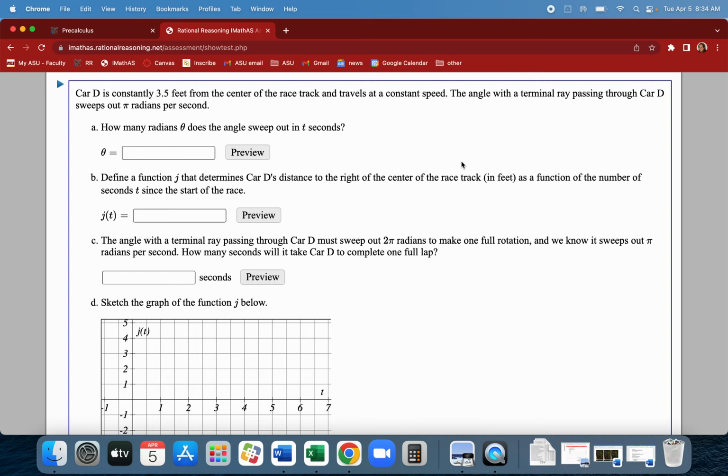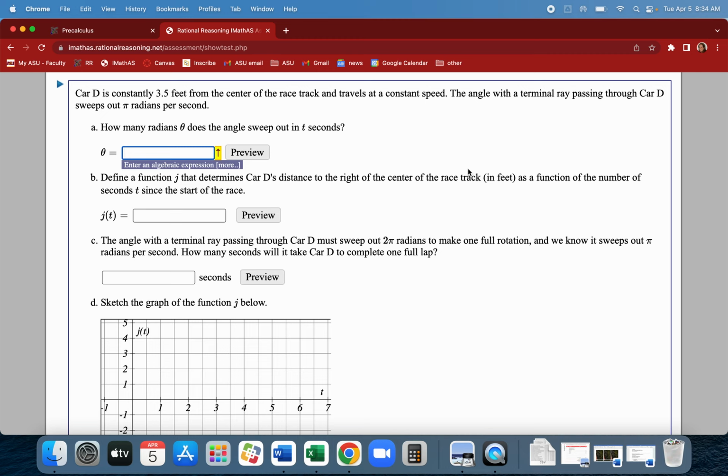All right, so let's take a look at this. Car D, 3.5 feet from the center of the racetrack, going at a constant speed of pi radians per second. So after t seconds, how many radians have we traveled through? Pi t, right? So after 1 second would be pi, after 2 seconds would be 2 pi, 3 seconds would be 3 pi, because it's pi radians per second. Not a very nice number, but relative to a circle, that's not that bad.